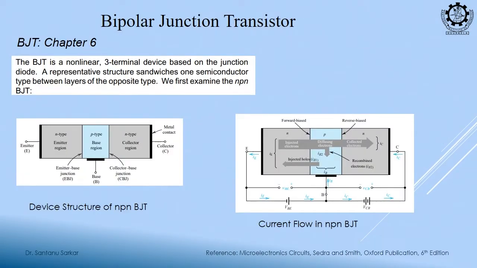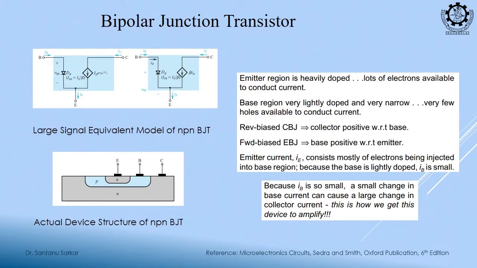For example, for NPN this is emitter, base and collector, right, and this is the current convention. So, emitter current is collector current plus base current, which consists of both majority carriers and minority carriers, and this is actually your device structure. This is your collector, which is covering both emitter and base, and the base is sandwiched between emitter and collector.